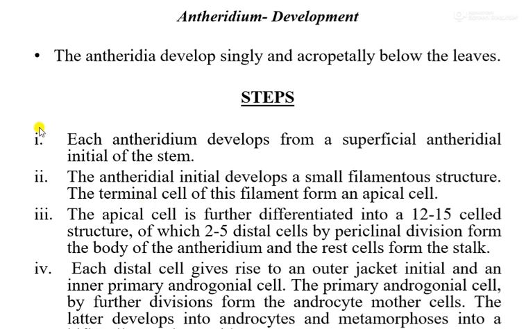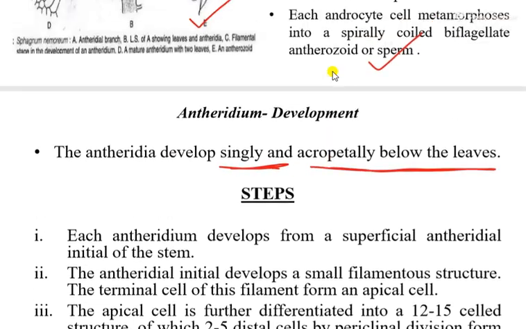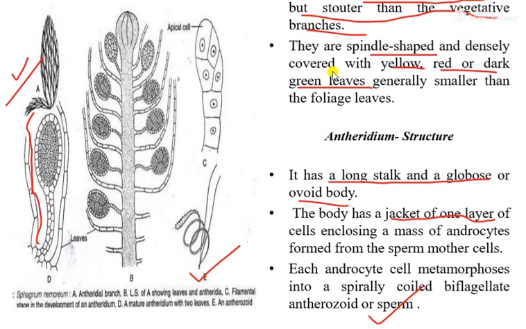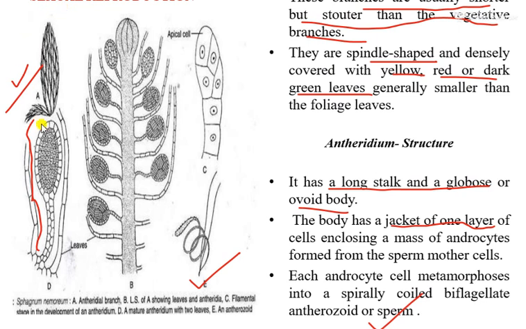The first point says that antheridia develop singly. It occurs alone and acropetally below the leaves. Now we have to again move on to the upper diagram. This was the antheridial branch. When we longitudinally cut this antheridial branch, we get a structure like this. This is the LS or longitudinal section of an antheridial branch.